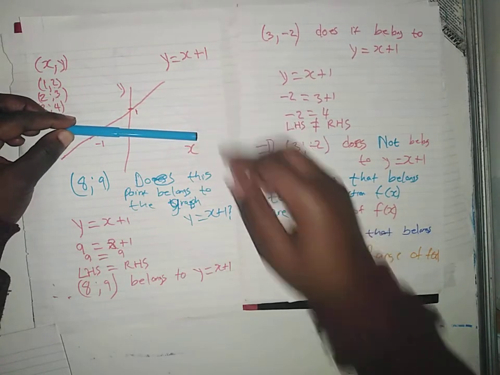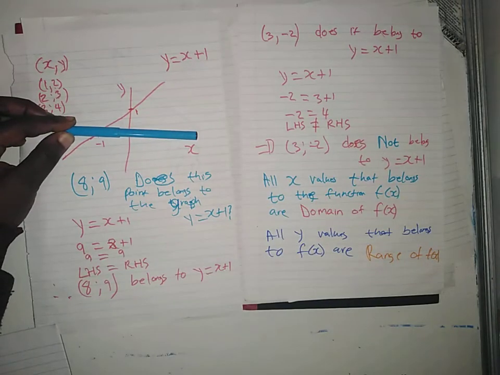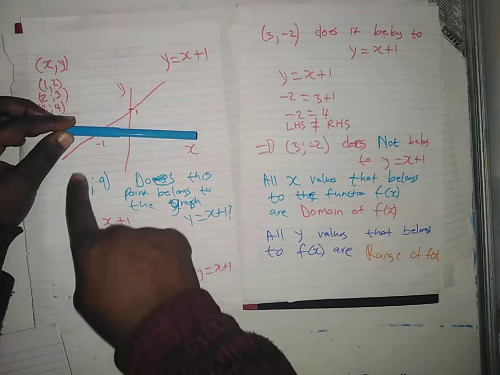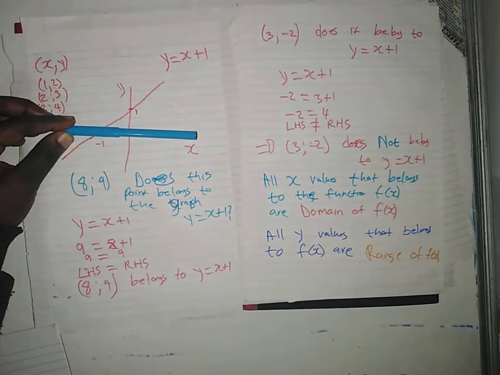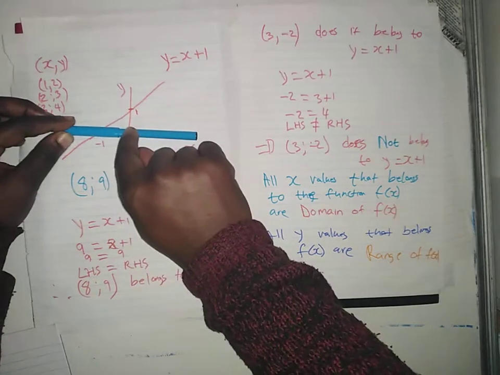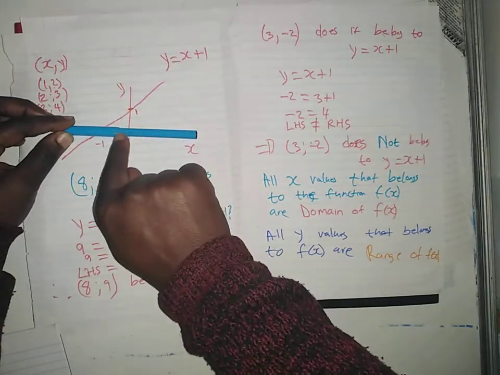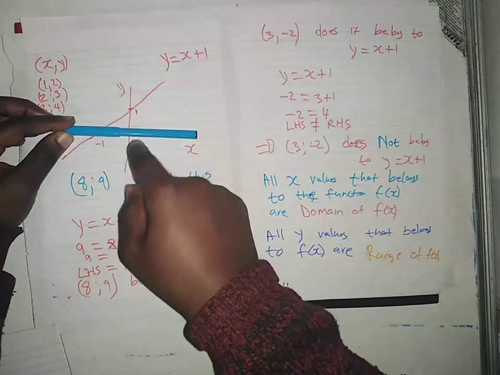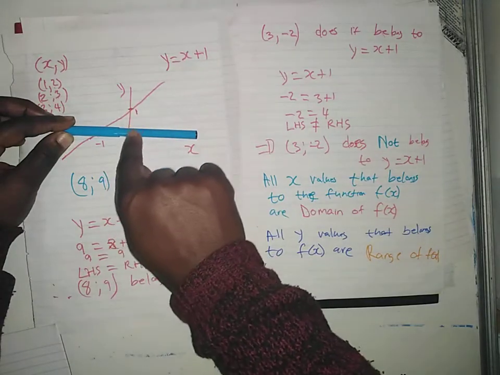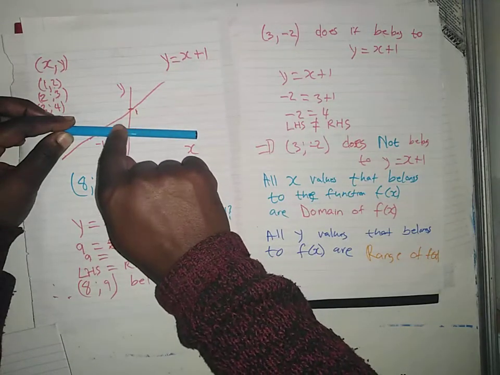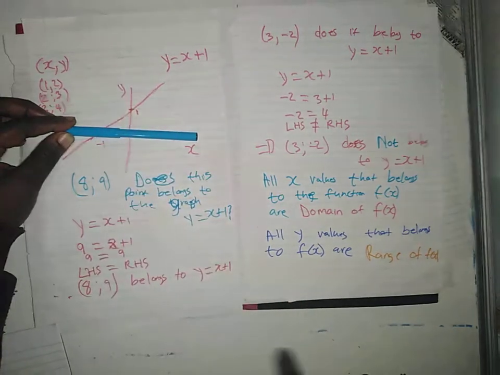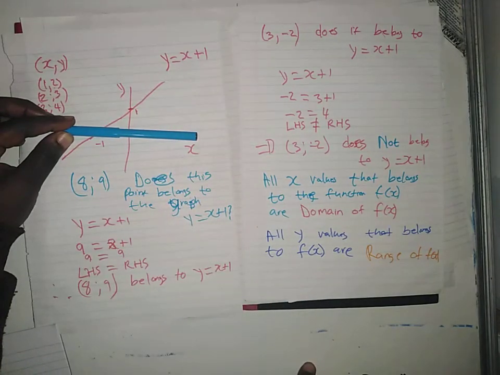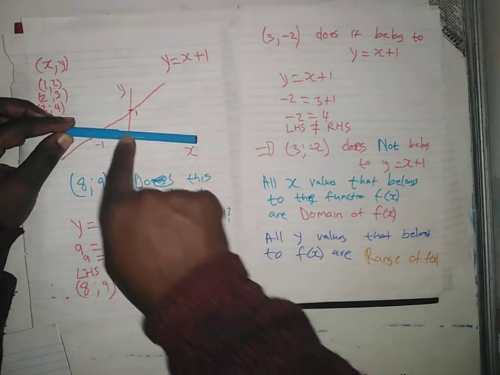So when I look for a domain, I'm saying, what are the values of x that when you project up, or no, not up, basically, they all depend on where the graph is. So if I can project this point of x to the graph, can it touch the graph? If the answer is yes, then that is part of the domain. So let's look at 0.